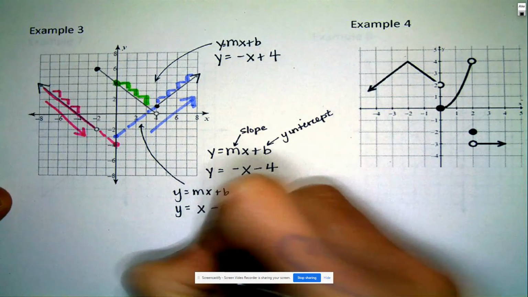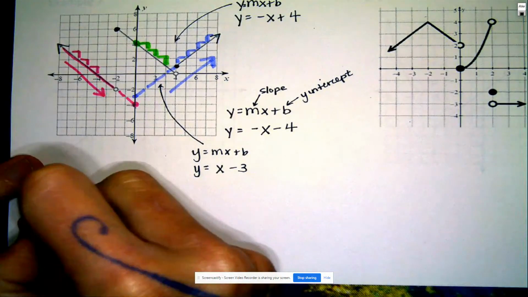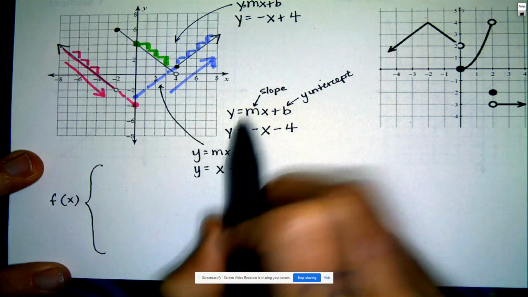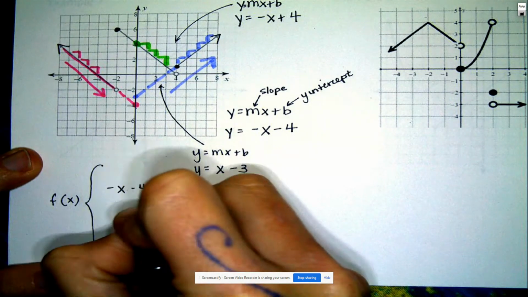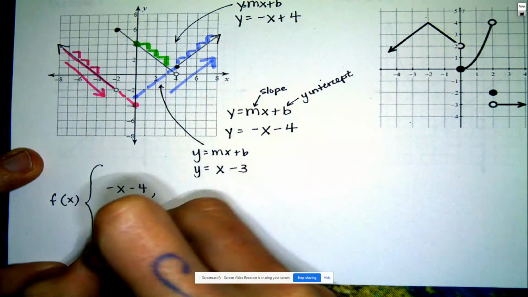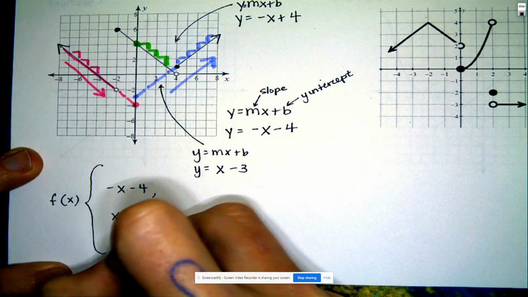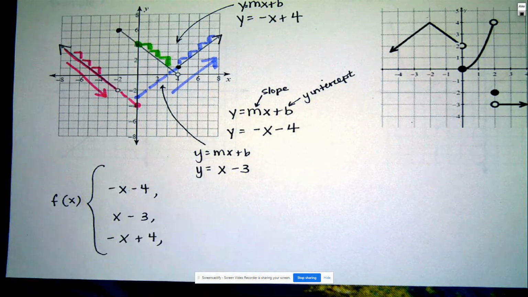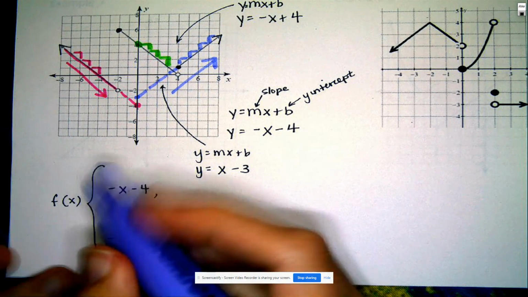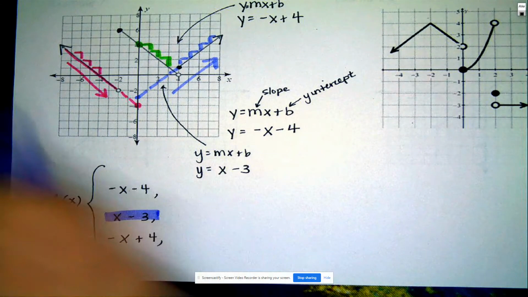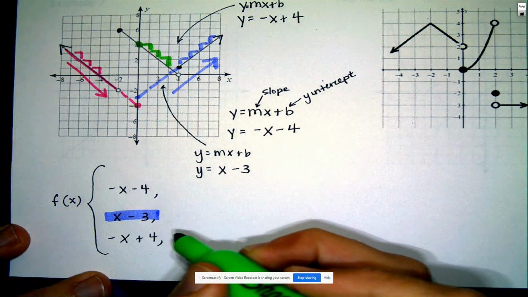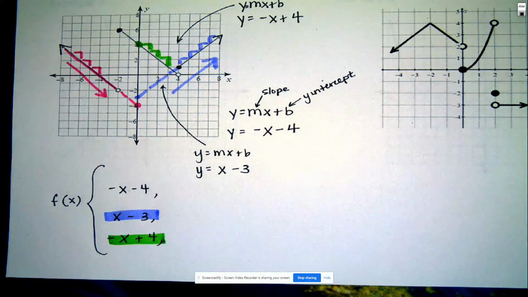So then we're going to write this in format of our piecewise functions. So we have y equals -x minus 4, y equals x minus 3, and y equals -x plus 4. And I wrote them out of order, but it's okay. So we know this is our purple line. This is our green line. And the one on the top is our pink line.